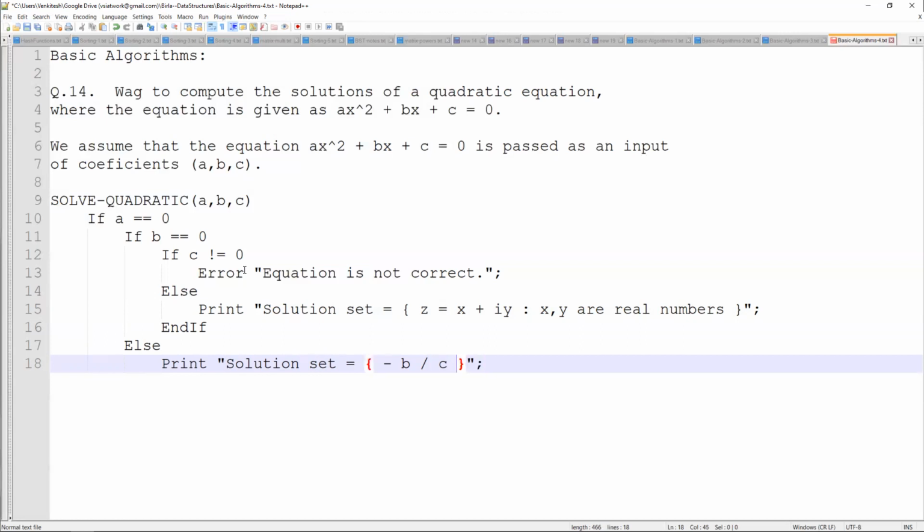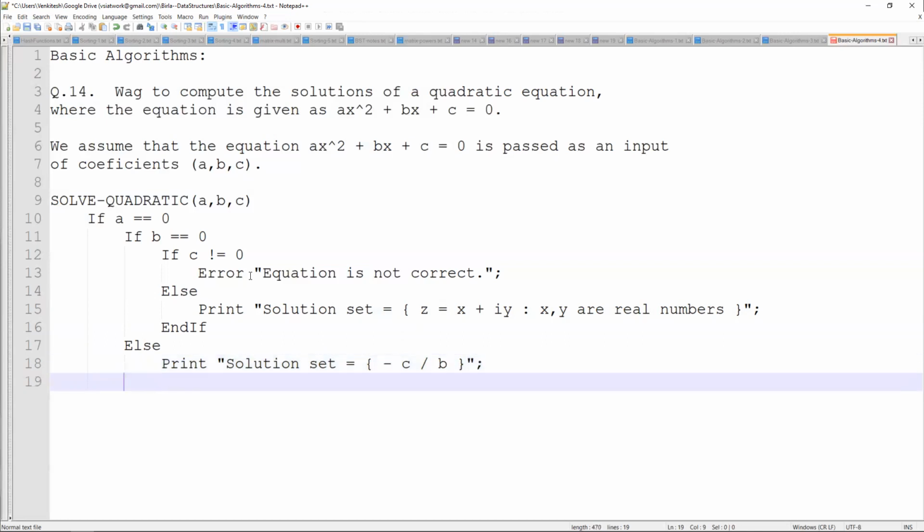I'm sorry, minus C by B. Very sorry. Minus C by B. X is equal to minus C by B. The equation is Bx plus C. Okay, that's the solution. And this completes this end.